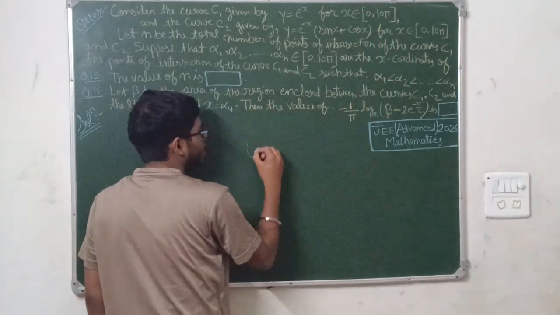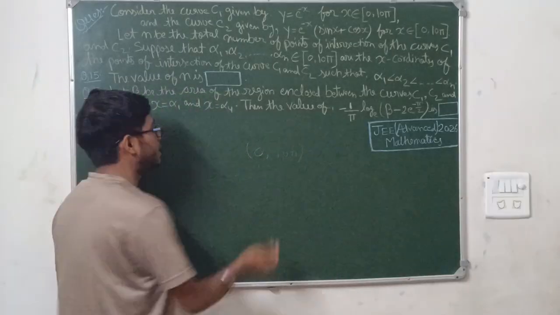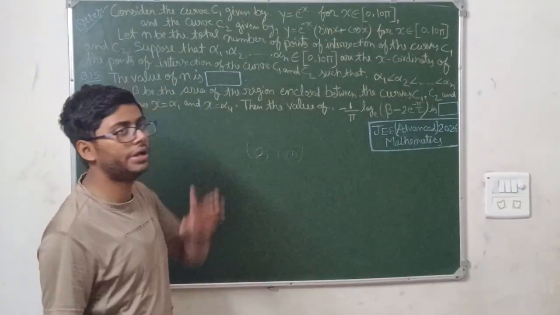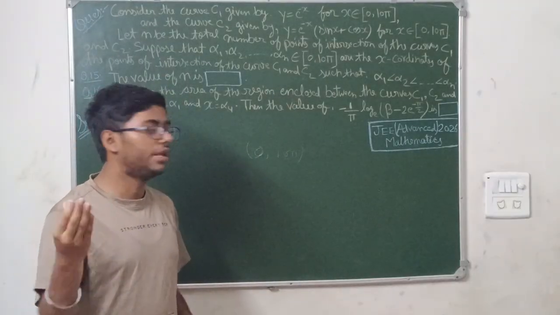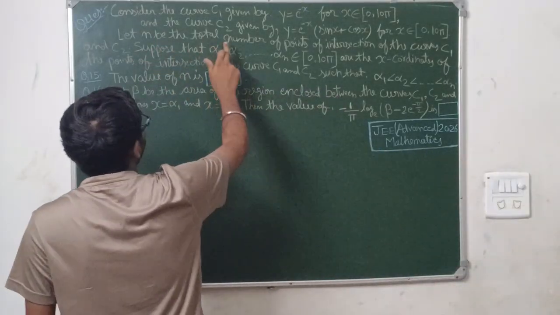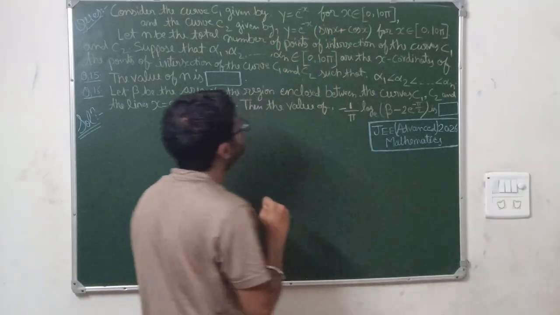If there was an open interval like 0 to 10 pi, then you have to include all the elements except 0 and 10 pi. This is the basic concept of open and closed brackets which you learn in class 11 basic maths. Okay, let us move further. And the curve C2 given by y is equal to e to the power minus x times sin x plus cos x.